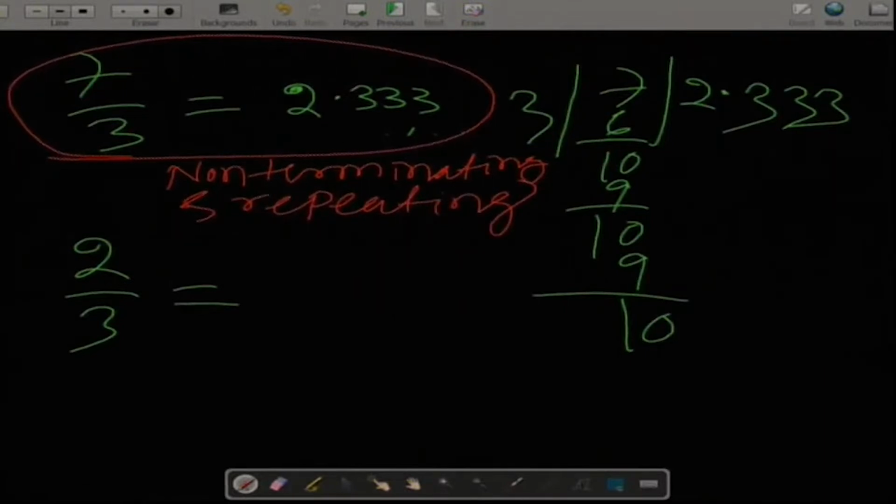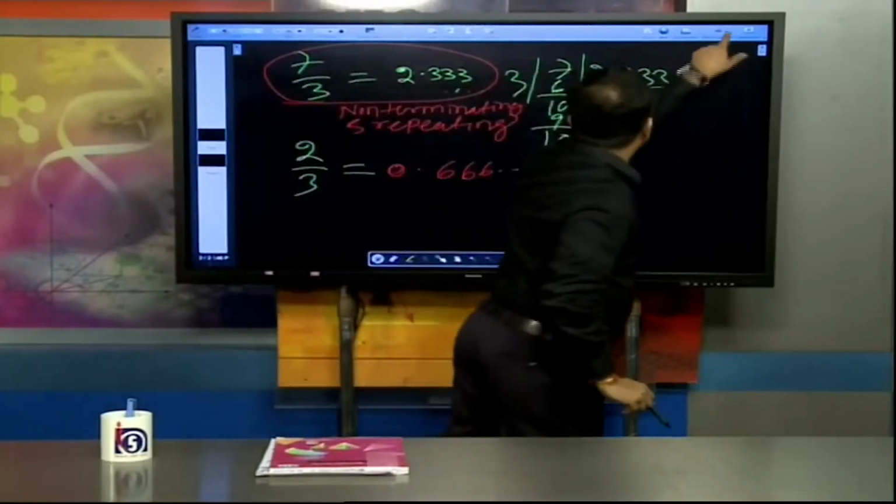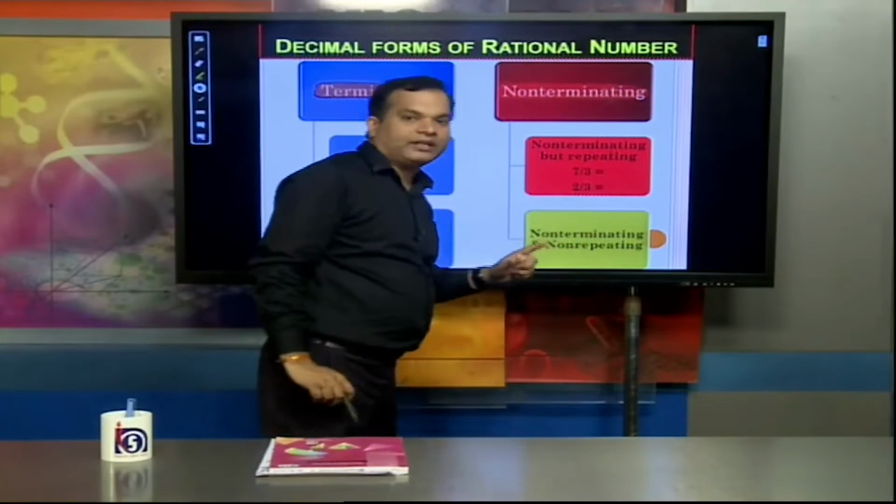2 by 3, again you will get 0.666 and so on. So it is also non-terminating, repeating. But in some cases you will find non-terminating, non-repeating.